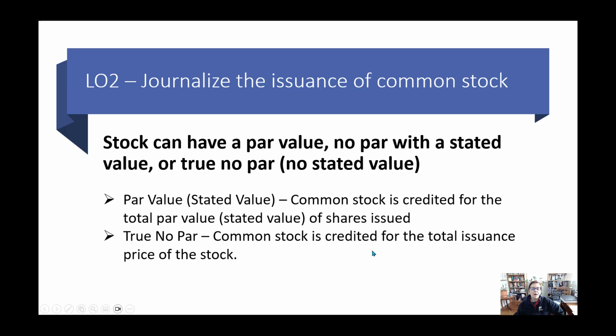Okay. True no par stock has no par value at all. So if you have par value stock, you credit common stock when you issue it for the total par value or stated value of the shares you issued. If it's true no par stock, you put the whole issuance price right into common stock.